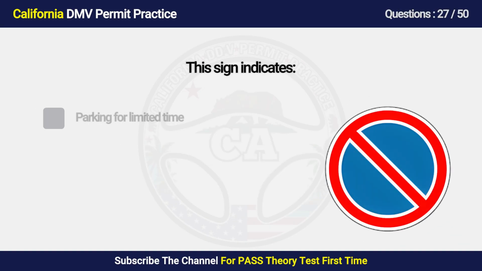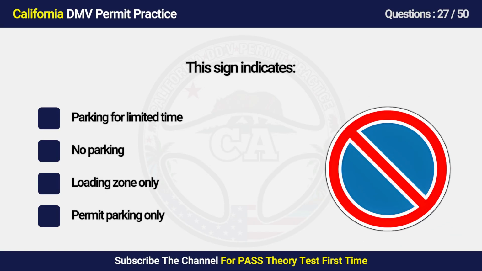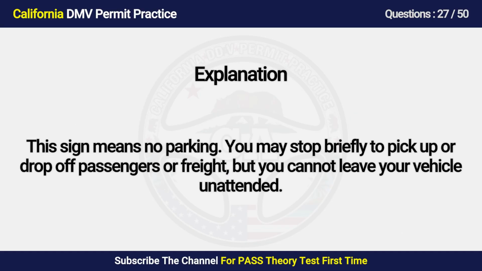Question 27. This sign indicates A. Parking for limited time. B. No parking. C. Loading zone only. D. Permit parking only. Answer is B. No parking. This sign means no parking. You may stop briefly to pick up or drop off passengers or freight, but you cannot leave your vehicle unattended.